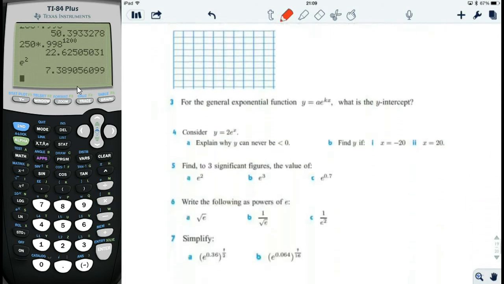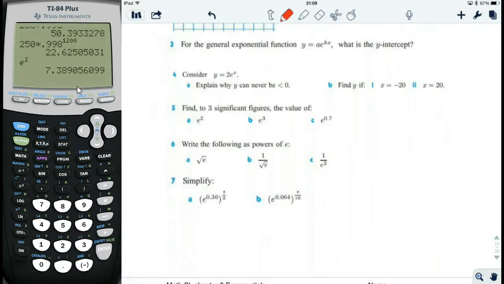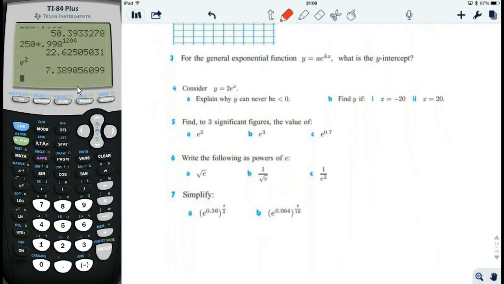I'll skip that one. Okay. What about this one? Consider y equals 2 e to the x. Explain why y can never be less than 0.